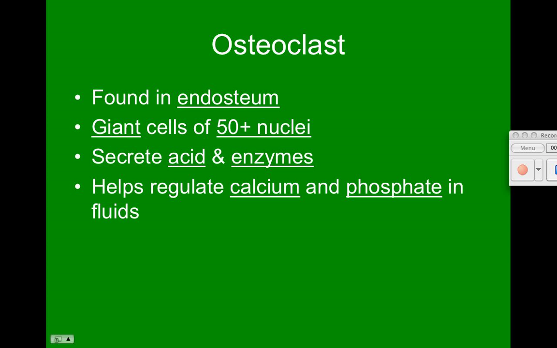This helps to regulate calcium and phosphate levels in our body fluids, so if we need to store calcium, they won't secrete as much acid or enzymes. If we need more calcium or phosphate in our body fluids, they'll actually break down bone more quickly to help keep those levels up. What they are doing when they are doing this is they are actually removing the bony matrix around the cells themselves.